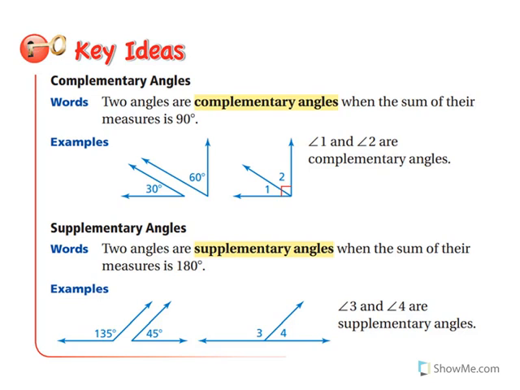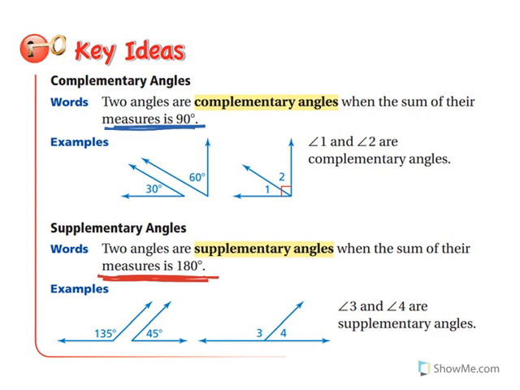Now, supplementary angles are just like complementary, except two angles are supplementary angles when the sum of their measures is 180 degrees. So again, for complementary, they equal 90. Supplementary, they equal 180. That's the difference.